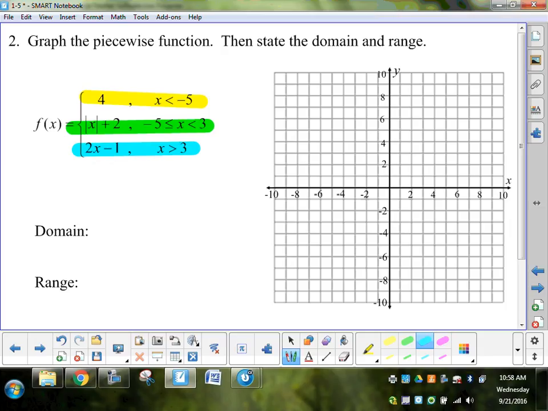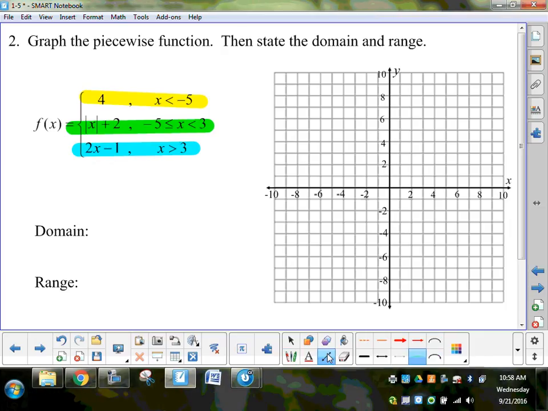Who can tell me one of my 2 transitioning values in graphing out number 2? What's one of them? Negative 5 is one. 3. So again, understand, these are not part of the graph. Negative 5 and 3.